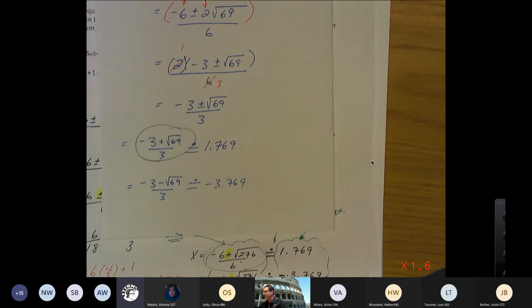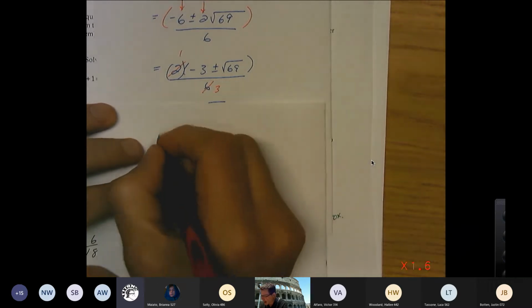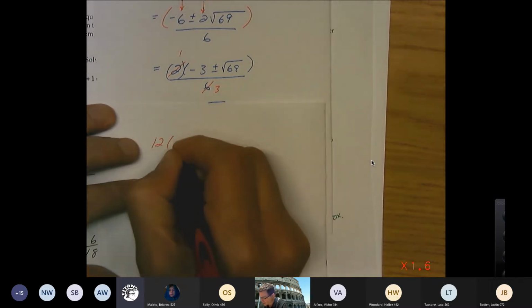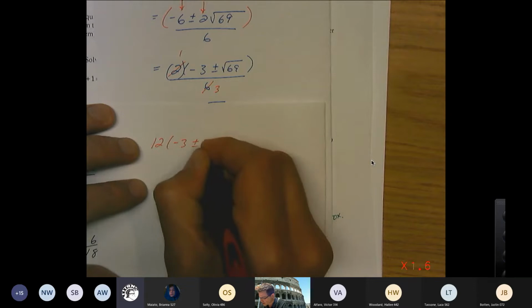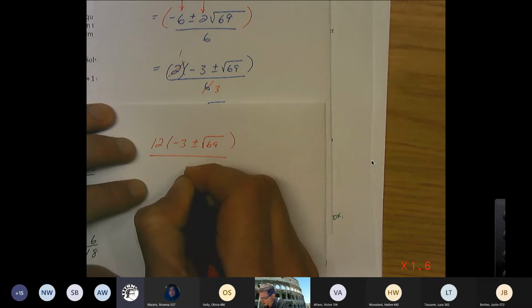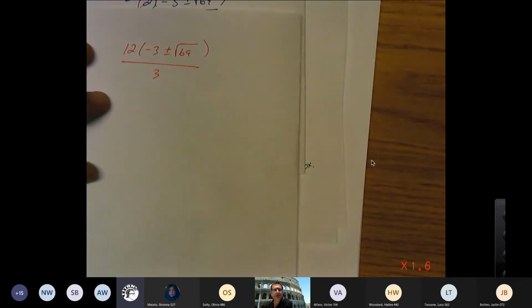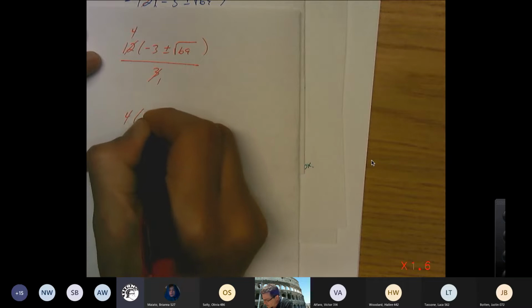I think this is what you're asking. If it wasn't a 1, so let's make it not a 1. Let's make it a 12 minus 3 plus or minus 69 over, oh, not 12. Here, there. Let's say we had that question. I think this is what you're asking me. We would reduce that, and you would be left with this.